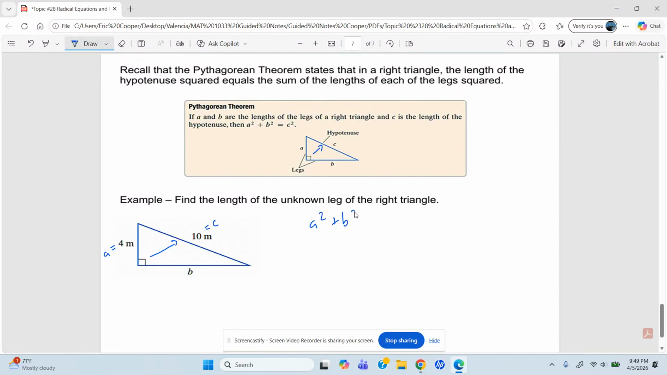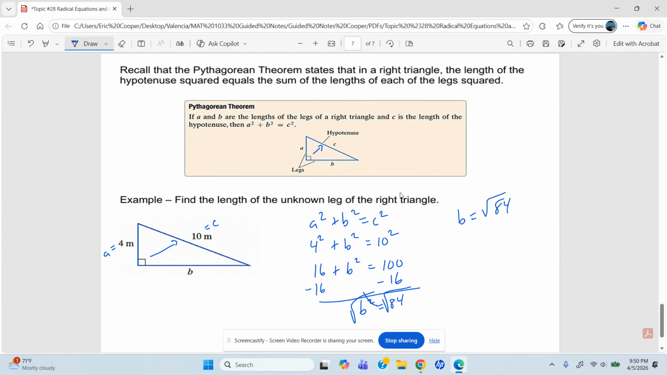So if A squared plus B squared equals C squared, then 4 squared plus B squared will give me 10 squared. 4 squared is 16, plus B squared equals 100. I'm going to minus 16 to the side. I have B squared equals 84. And now to get rid of the squared, we square root. So I have B equals the square root of 84.